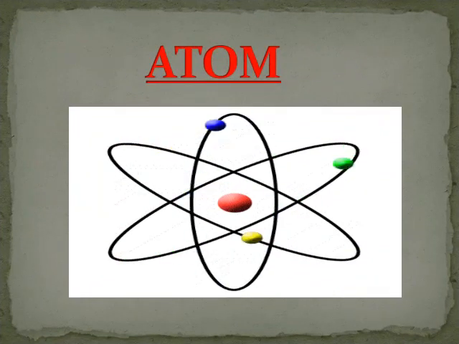Yes, my dear students, you can see here the revolving of electrons around the nucleus. It is the structure of an atom. So, my dear students, these are all electrons which are revolving in an elliptical path around the nucleus.